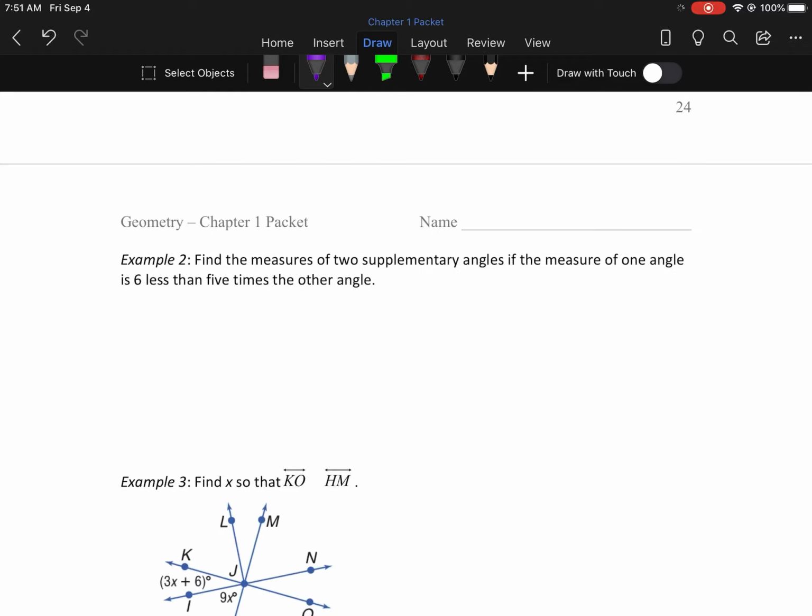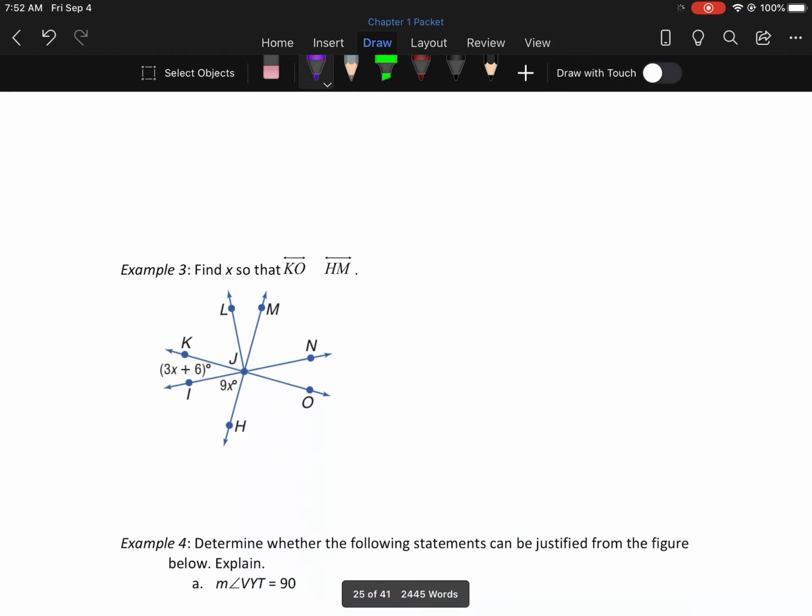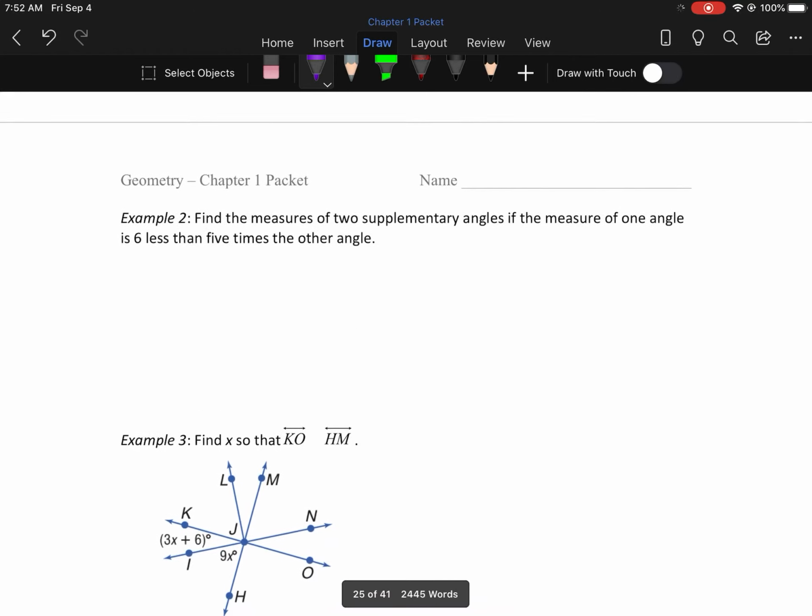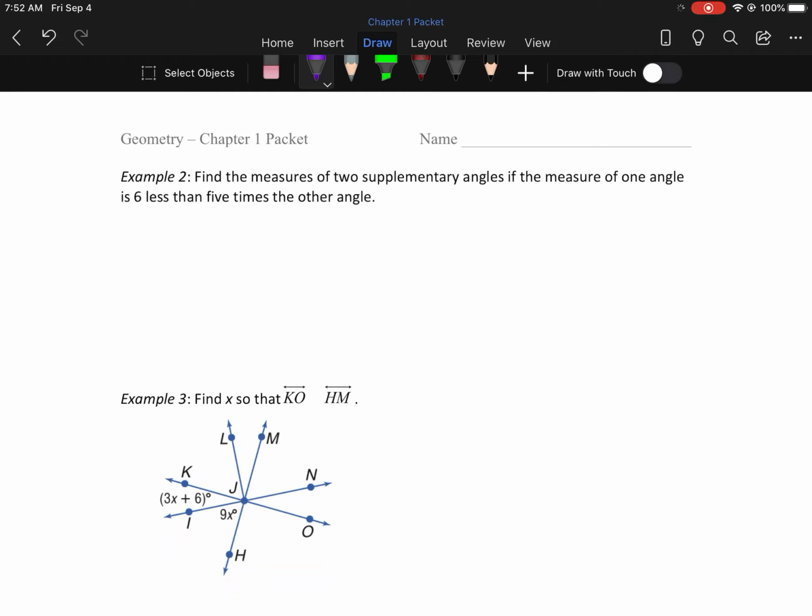All right, moving right along to example 2. Example 2 is probably everyone's least favorite. If I were you, I would put a star next to this, highlight it, do something, because I guarantee you this is the kind of question when we get to the end of the year, final exam, you're going to forget how to do. It's not that it's difficult, it's just a lot of people don't care for it. So keep a note about this one.